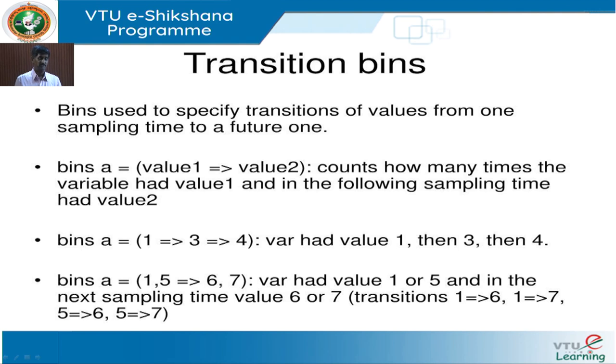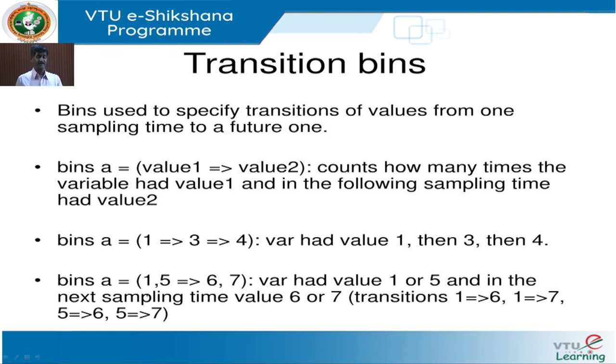So transition bins are used to specify transitions of values from one sampling time to a future one, possibly considered at different points to define these values. Bins A equal to value 1 to value 2 counts how many times the variable had value 1 and in the following sampling time had value 2. Bins A 1, 2, 3 to 4: the variable had value 1, then 3, then 4.